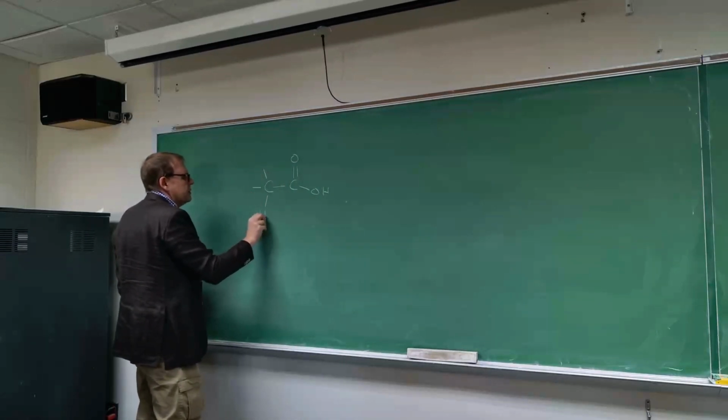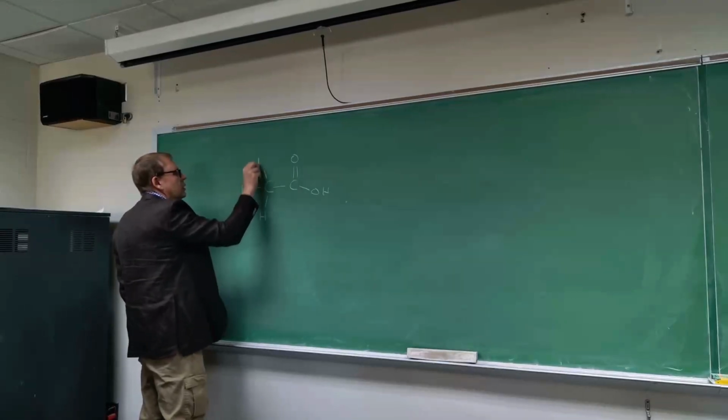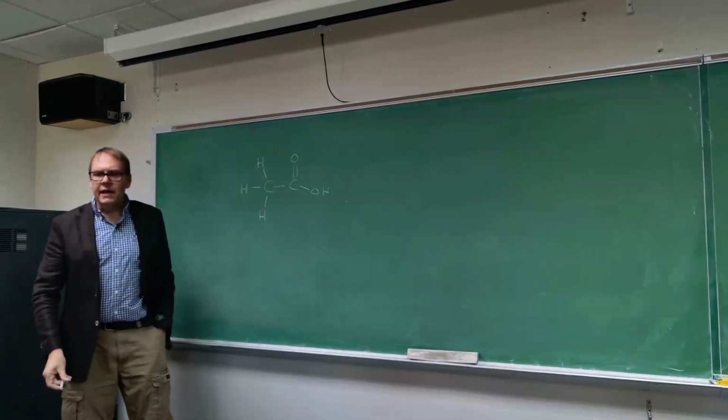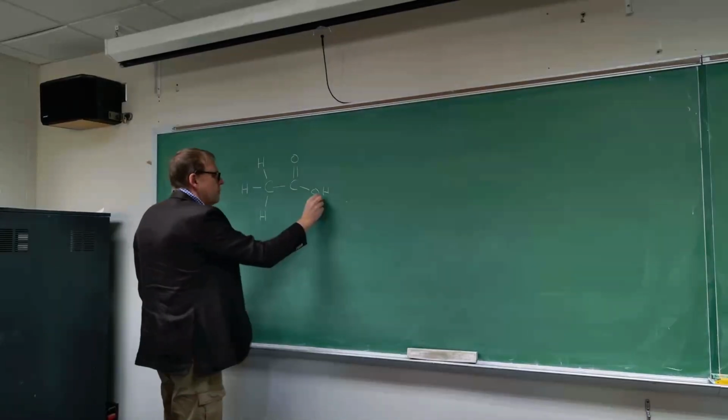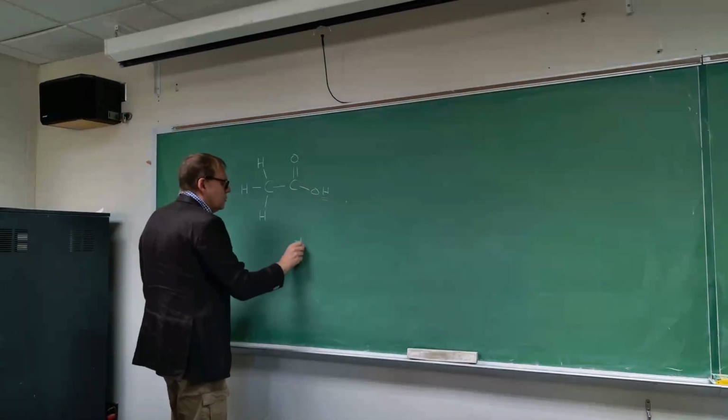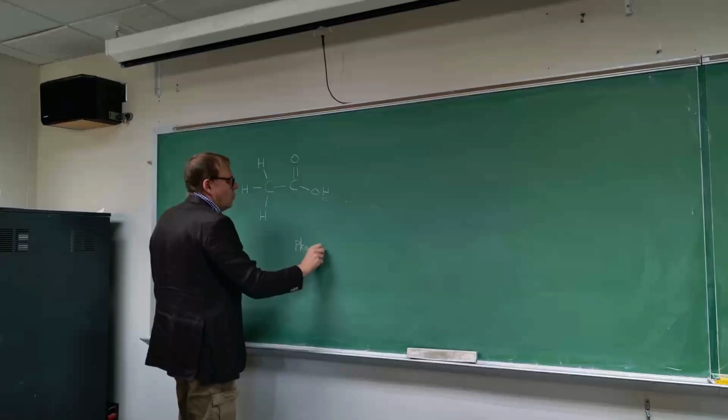So here's a carboxylic acid. It's acetic acid. This is a real common carboxylic acid. It has a pKa value for that proton that is equal to 4.8.